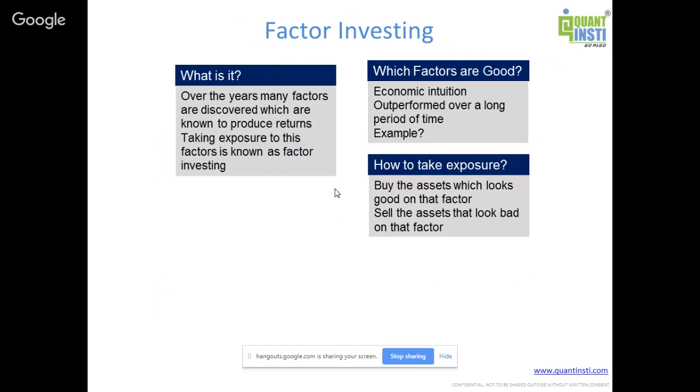So first, there has to be some economic intuition. Second, it should have empirical evidence, in the sense of how it has performed over the last 40, 50 years. Then only you can consider that factor to be a good factor.